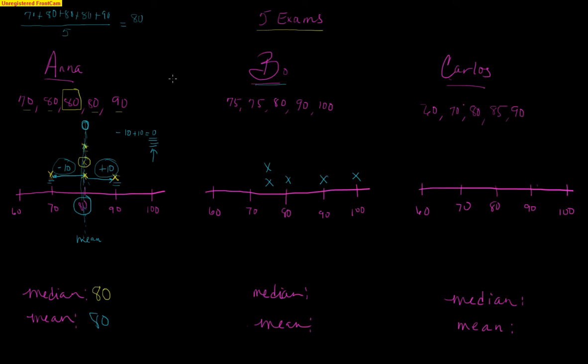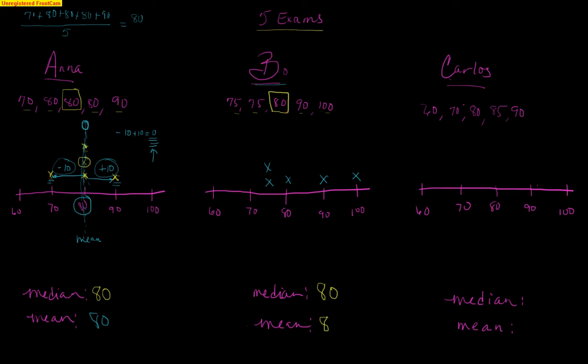Again, by looking at our raw data up here, we can see that the median is right smack in the middle with 2 data points below it and 2 data points above it. It doesn't matter the value of those points. It's just that center number. The median is again 80.